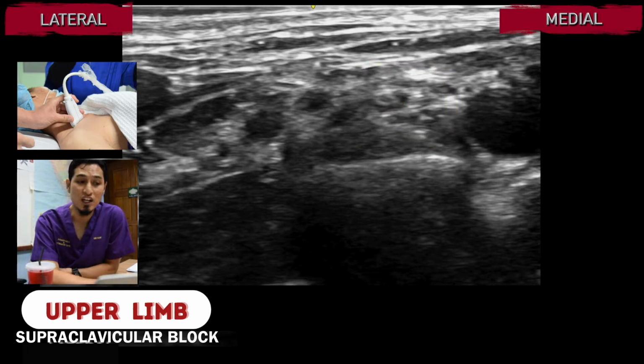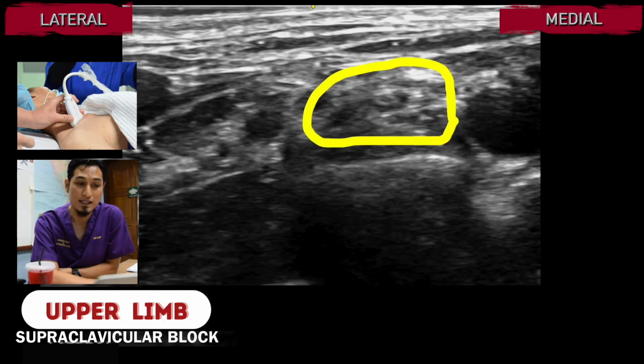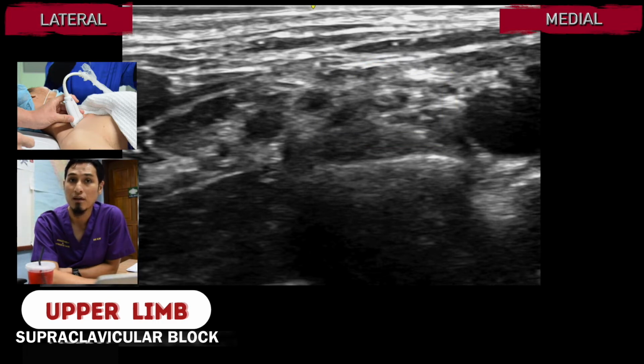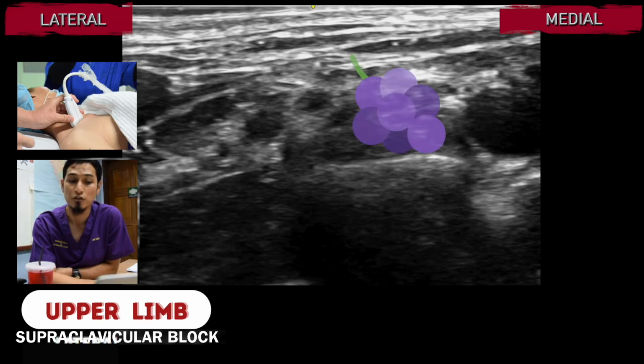The first structure we need to identify is the subclavian artery. Subclavian artery is readily apparent as an anechoic round structure. The brachial plexus can be seen as a bundle of hypoechoic round nodules just posterior and superficial to the artery. Some describe the brachial plexus structure as a bunch of grapes.